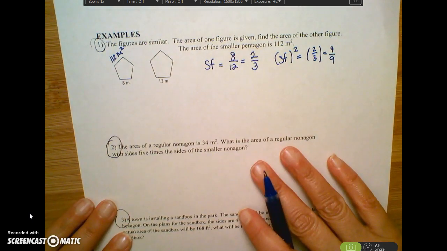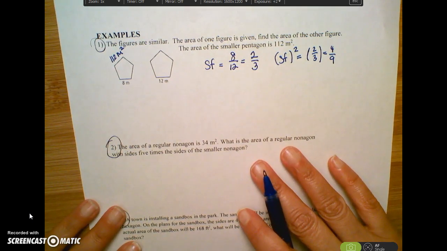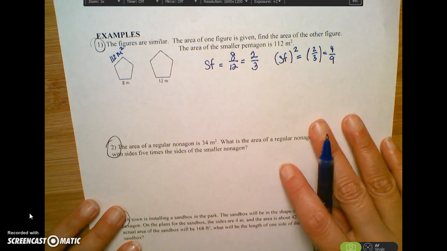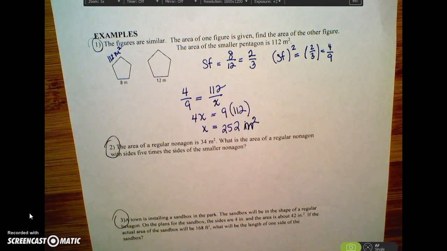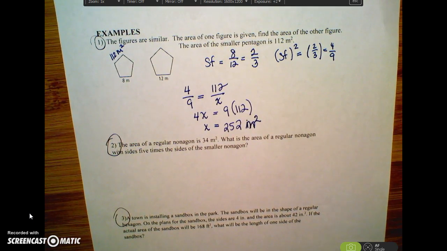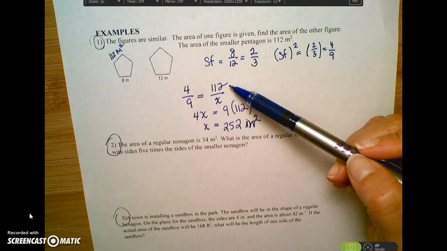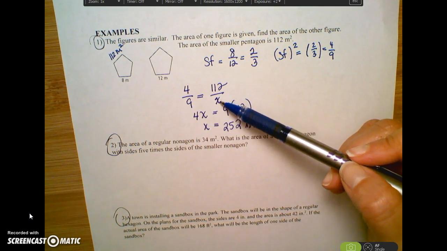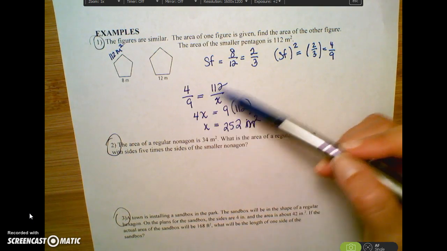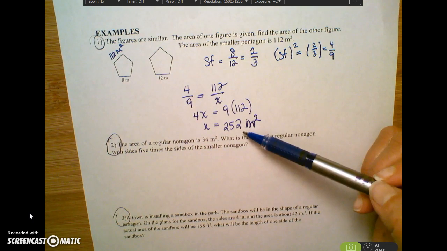At that point, I'm going to go ahead and set up a proportion, and this is really weird, but we're going to go ahead and do that, and I'll be back with that. Okay, here is the first example solved out. Again, we knew the smaller area, so we went ahead and filled that in, and then we were looking for the larger area. You cross multiply, and we went ahead and solved.